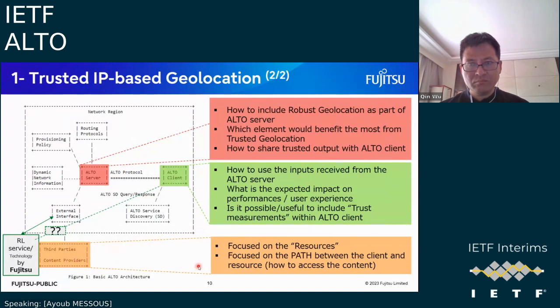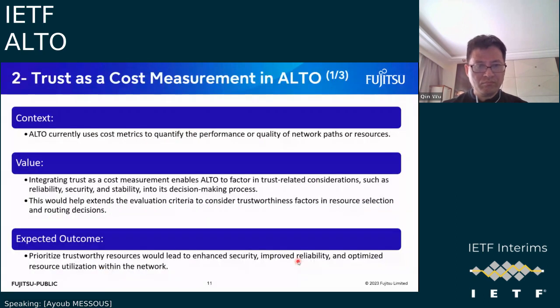But these might have a direct impact on the behavior and the performance achieved within trusted Alto. So here we need to focus on the resources and also maybe on the paths between client and resource. So how to select the most trusted path between client and content.